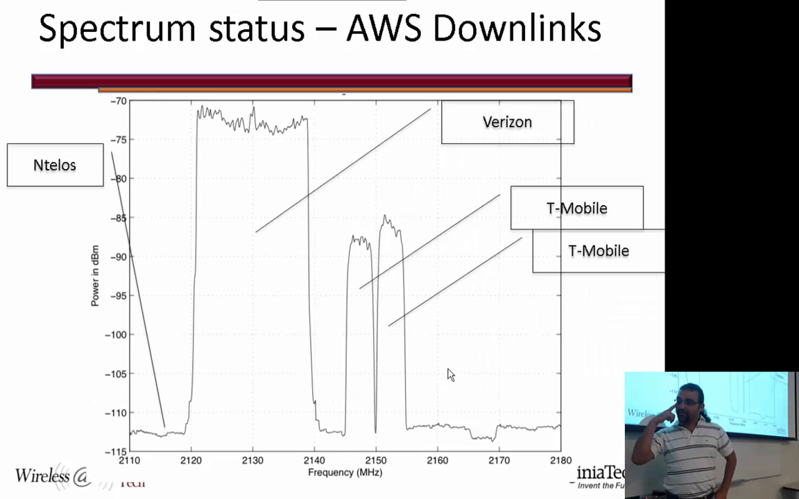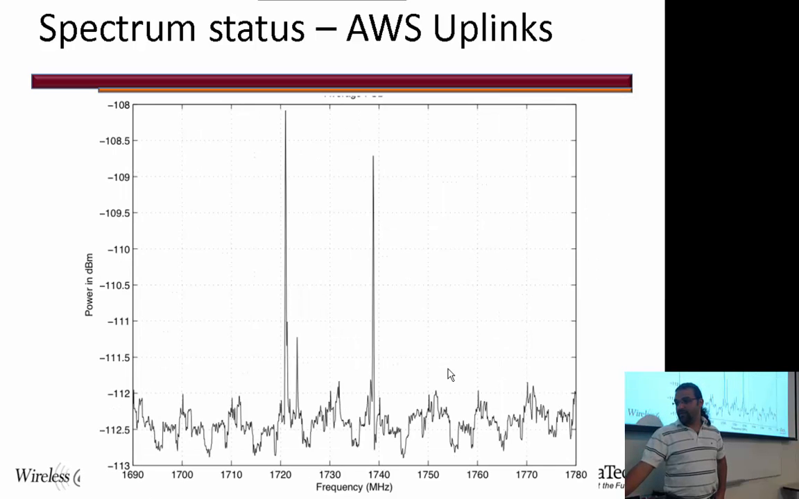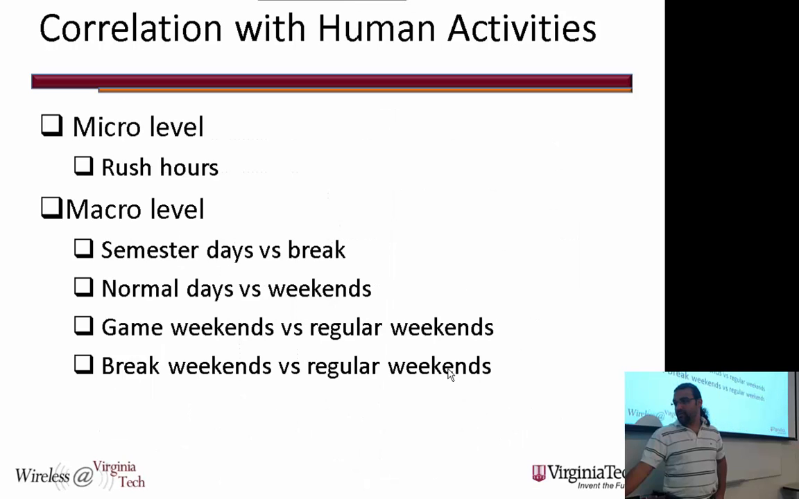So this is the downlink for the AWS, Verizon, and T-Mobile, and we can maybe kind of see that some bands, even though they are assigned or licensed to a certain service provider, are not actually used. Like this band that's supposed to be for Intel's, but even though it should be a downlink, it's obviously not being used. This is the uplinks for the AWS.